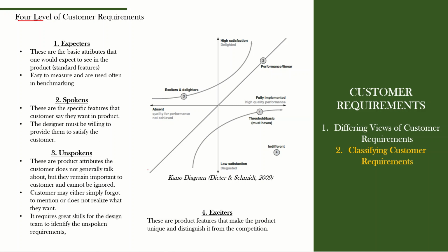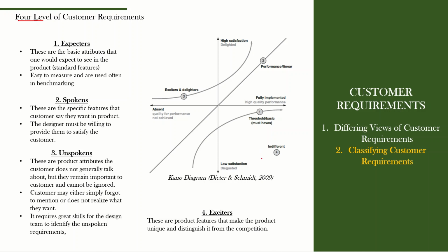In order to meet the requirements, we need to know where our customer belongs. In expectors, there are the basic attributes that one will expect to see in the product. Expectors are easier to measure and are often used in benchmarking. So here it is located, expector, which is must have. It has, in this region, low satisfaction but fully implemented.